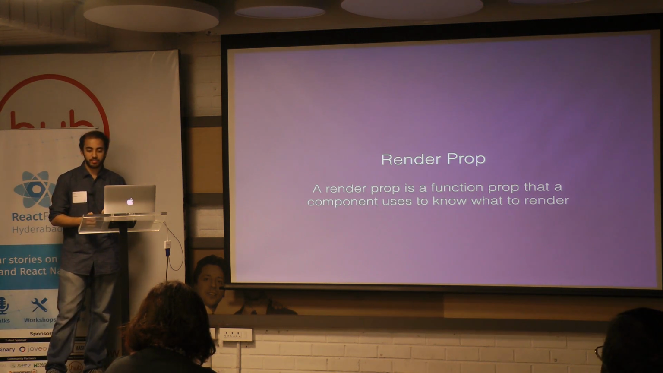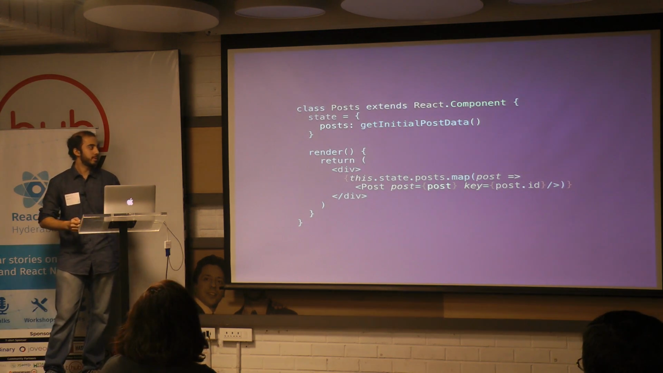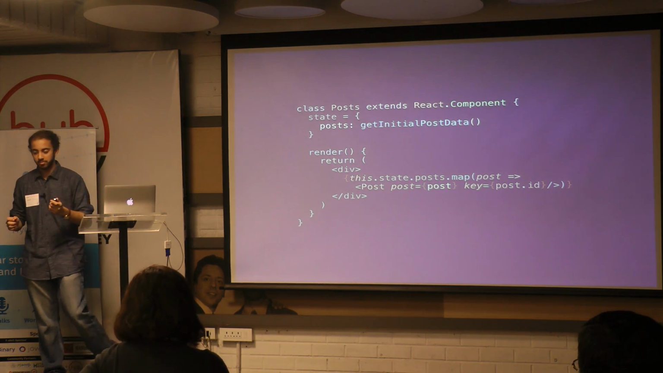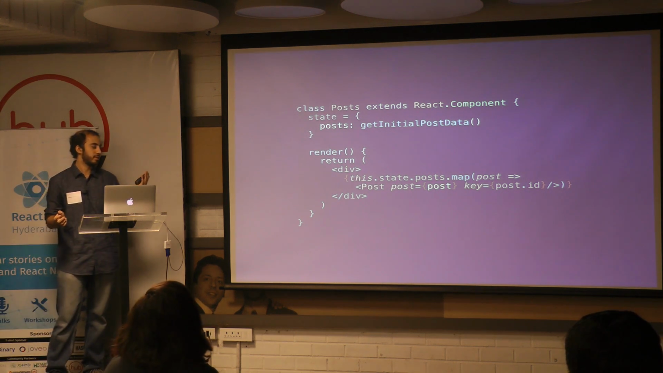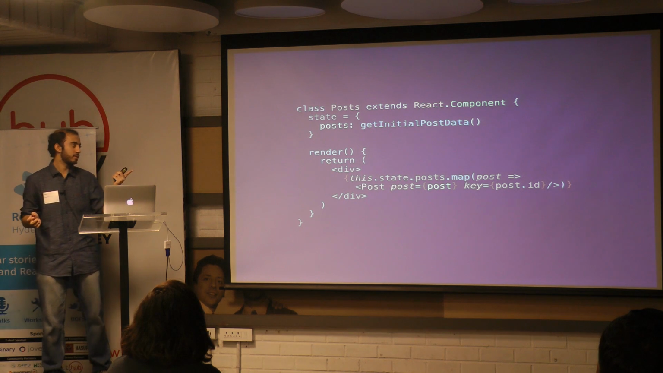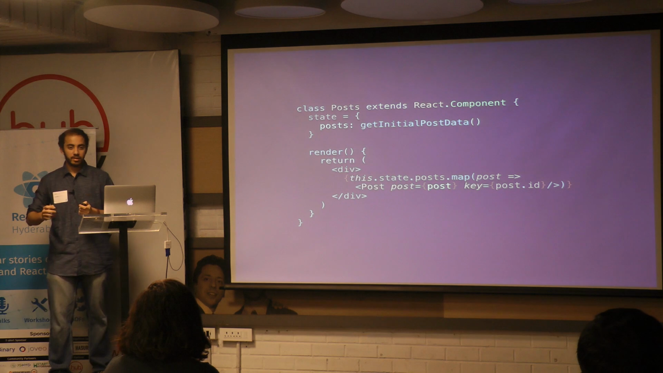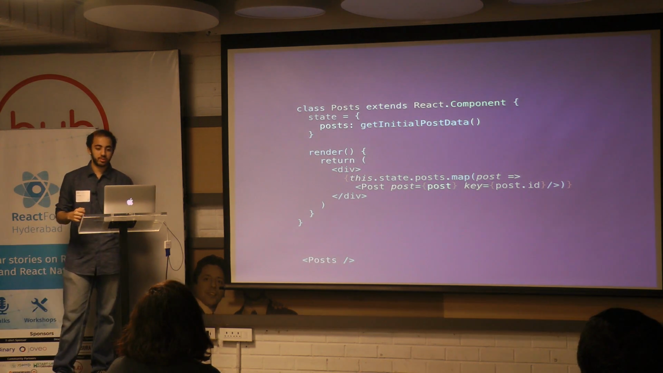So if I have to implement something without render props, I have, say, a set of posts, which in the state I store the data that I get. Then I just do a normal mapping through it and pass the post component in each of these. So if I had to implement this, I just say post.